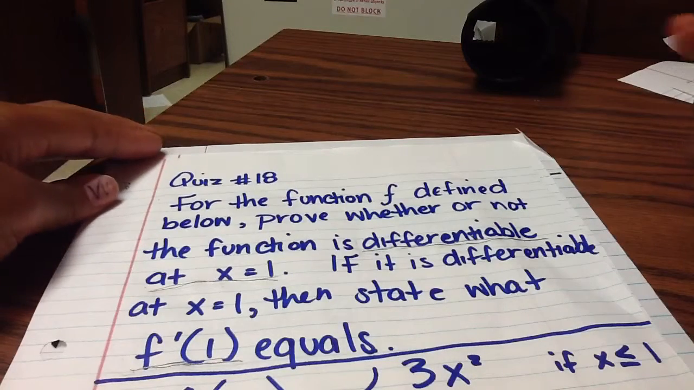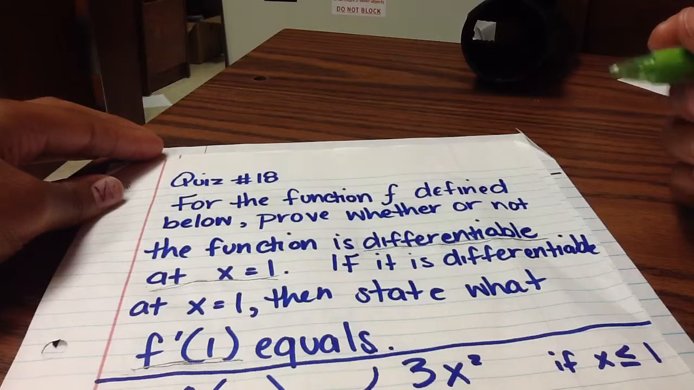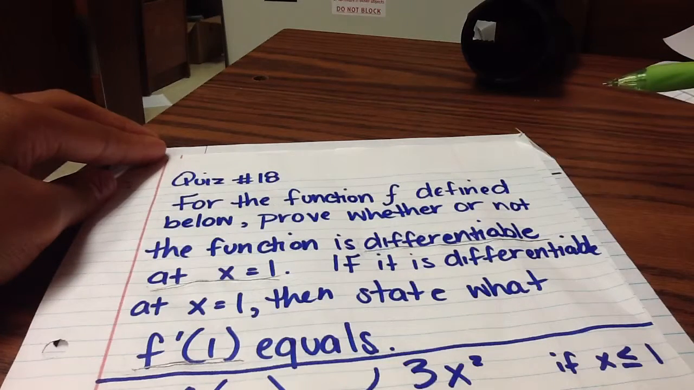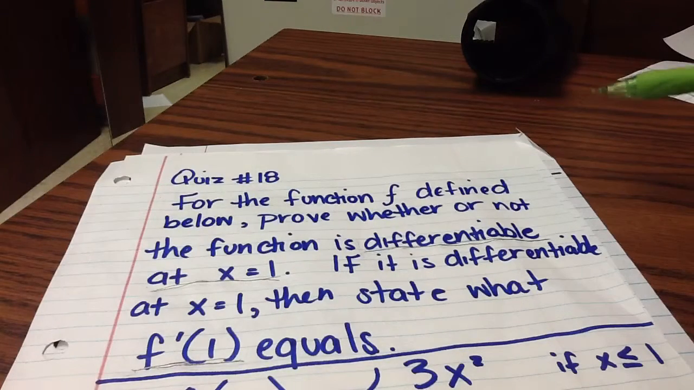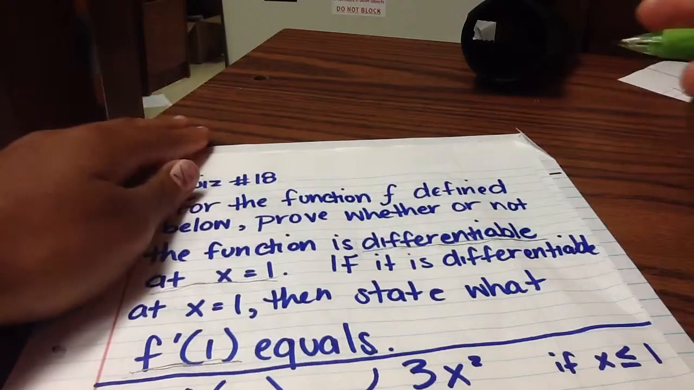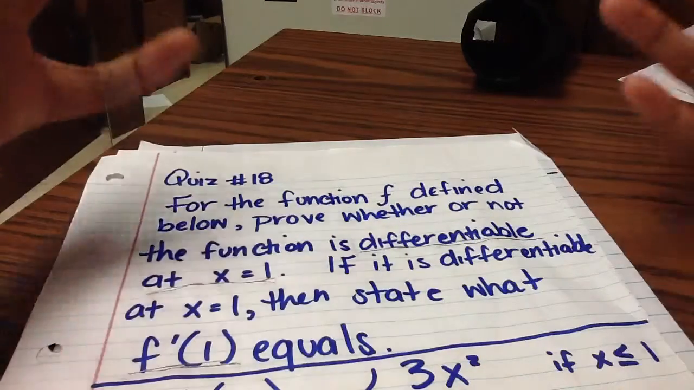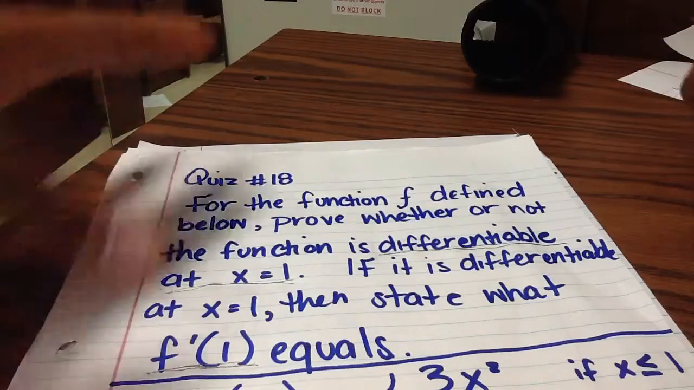Okay, I'm going to be solving quiz number 18 for calculus 1000. For the function f defined below, prove whether or not the function is differentiable at x equals 1. If it is differentiable at x equals 1, then state what f prime at 1 equals. Okay, before we tackle this problem, there are two important facts that we must pull out from the problem in order to make it easier to solve.